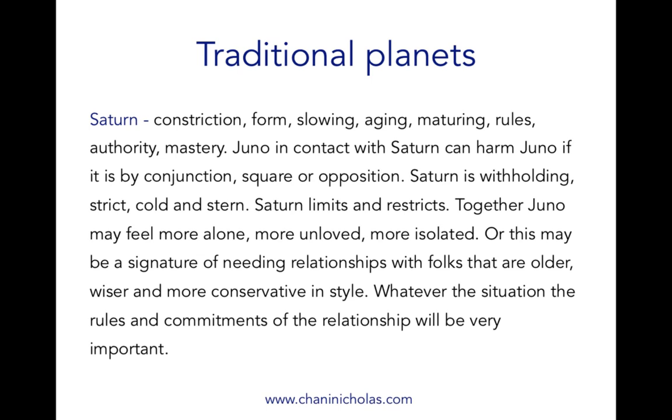Okay, more planets. So Saturn: constriction, form, slowing, aging, maturing, rules, authority, mastery. Juno in contact with Saturn can harm Juno if it's in conjunction, square, opposition. Saturn is withholding, strict, cold, stern. Saturn limits and restricts. Together, Juno may feel more alone or more unloved or more isolated than it normally would. Or this may be a signature of needing relationships with folks that are older, wiser, and more conservative in style, may want a conservative type of relationship. Whatever the situation, the rules and commitments of the relationship will be very important.